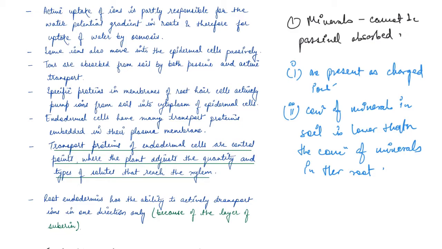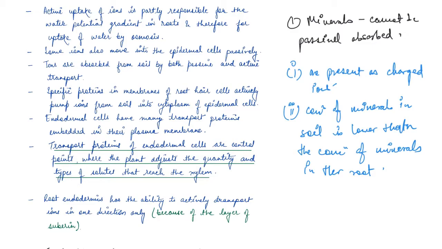Basically, we have specific proteins, and these proteins are present in the membrane of the root hair cells. The root has hairs, right? And what they keep doing is actively pumping ions from the soil into the cytoplasm of the epidermal cells, right? Like all the other cells, the endodermal cells, the layer just after the epidermis, have many transport proteins embedded in their plasma membrane, right? And these proteins allow some solutes across the membrane, but not others. So these proteins are specific to different kinds of solutes.